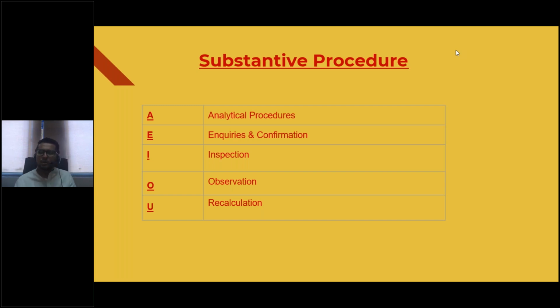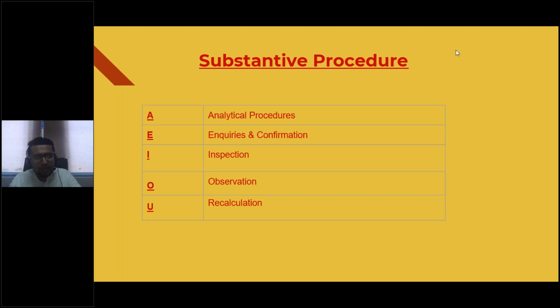Observation means that you are not going to perform any activity, rather you are going to observe what the client is doing. Are they following the SOPs? Are they making sure that the relevant compliance is ensured? So observation. Last but not the least, recalculation.